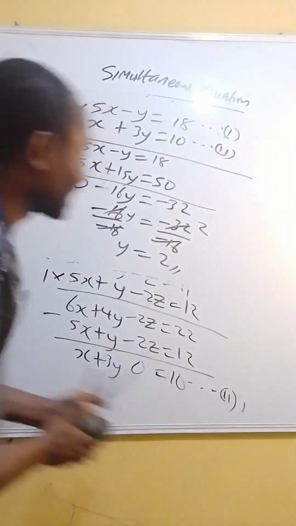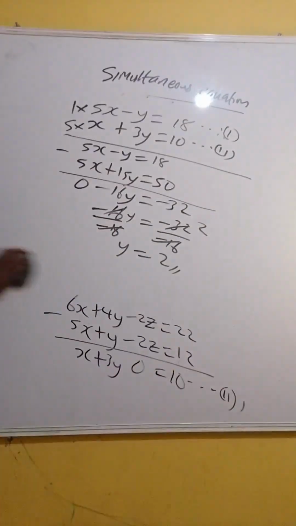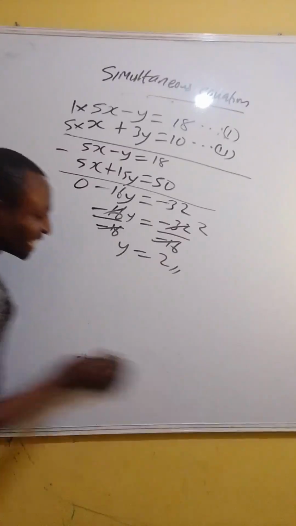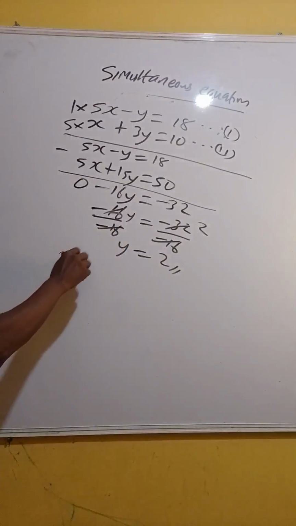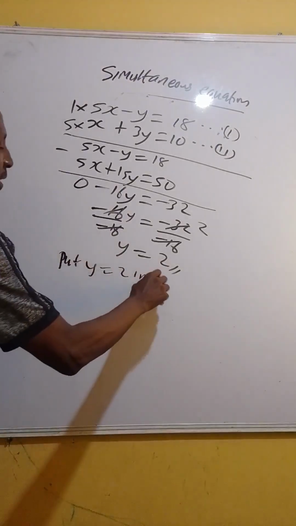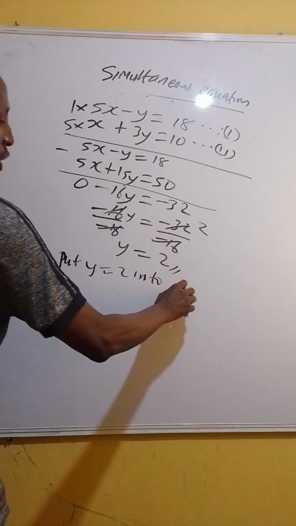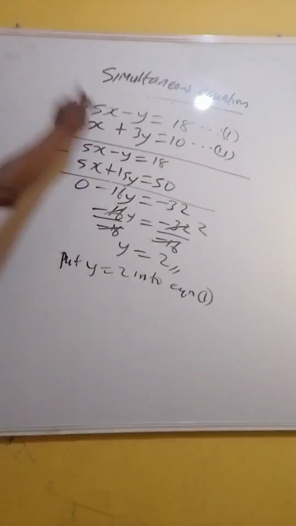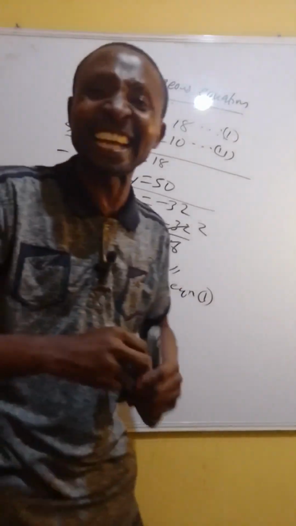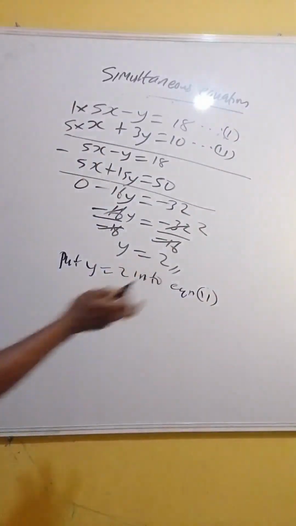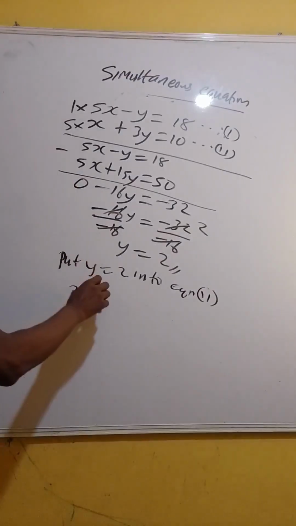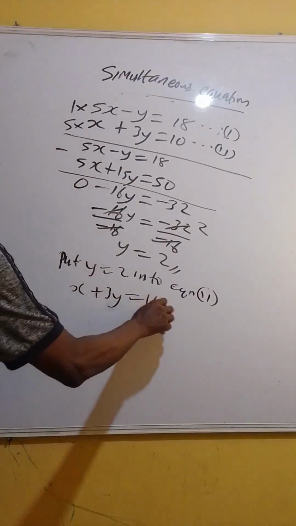That is not good. Now let's move. Put y equals 2 into any of these, equation 1 or 2 proper. So put y equals 2 into equation 1. Why not equation 2? Let's use equation 2 now. Equation 2: x plus 3y equals 10.